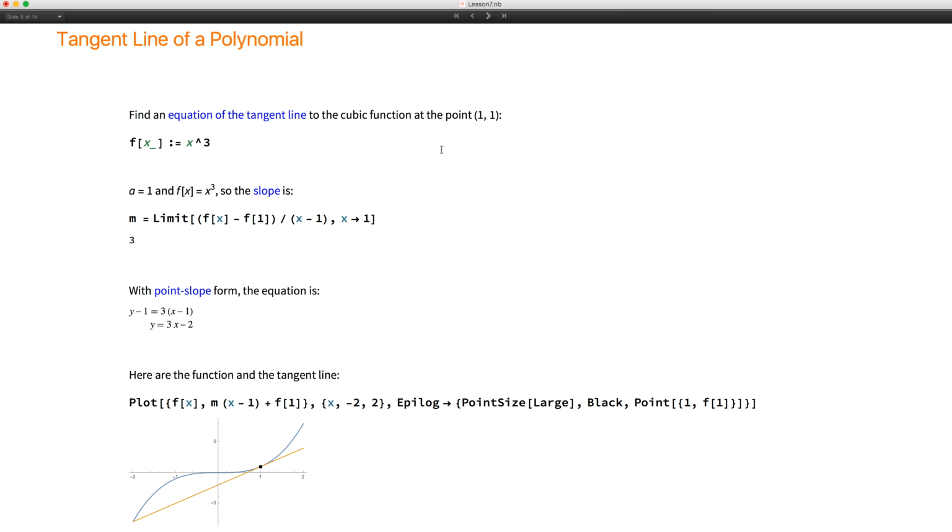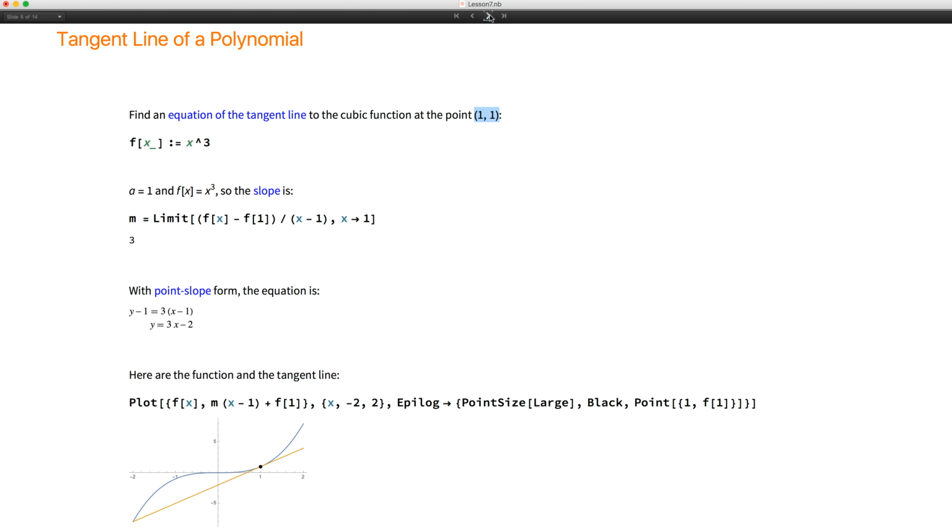So just to summarize, given a point on a curve, what you do is you first work out the limit of this quotient over here. You get the slope. That slope can be used to find the equation of the line, and that line is then the tangent line. So it's slope times x minus x1 plus y1 in this plot over here.